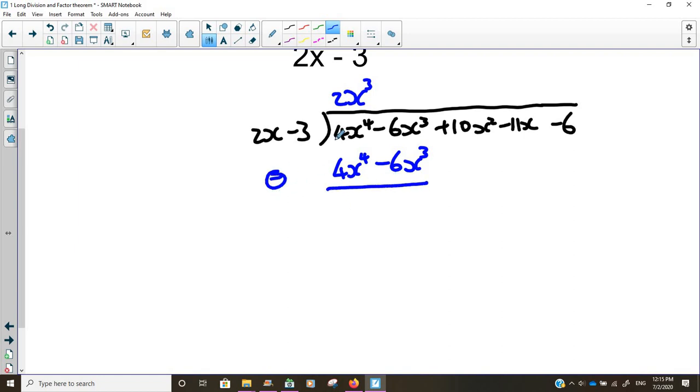And subtract. Okay, 0 and 0. Okay, this is a good example because here we've got 0 as this second term. So what I'm going to do is I'm going to actually bring down the next 2 terms.